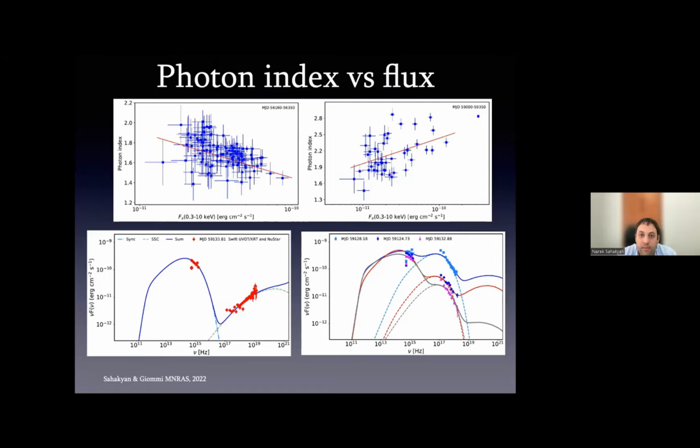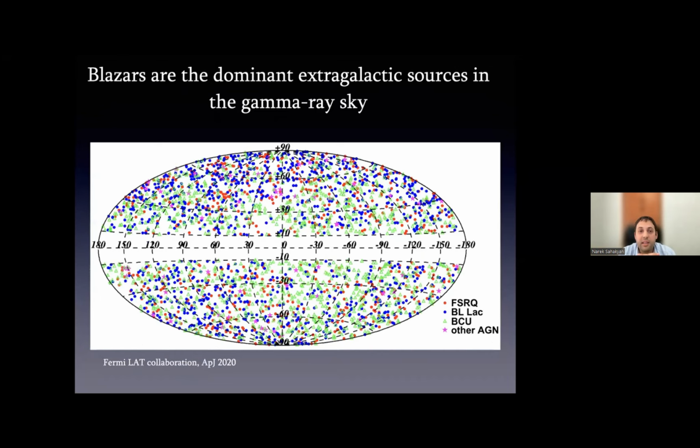But this is so important when you collect everything together, you can put it all together and see the changes in the source emission over time. Blazars are the dominant extragalactic sources in the gamma ray sky. For example, in the fourth FGL catalog, there are around 5,000 blazars, and most of them are detected above the 100 MeV band. So this makes them very interesting objects to point at and to study with different instruments.